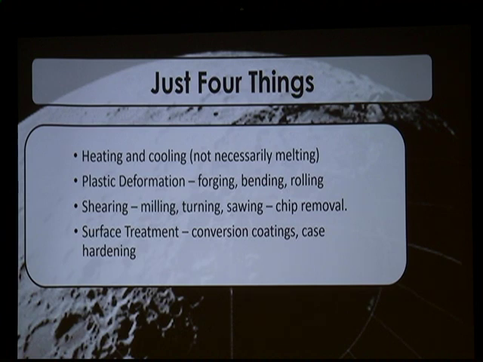There's really only 4 things that you can do to a piece of metal to turn it into a finished product. One is heating and cooling. So if I've got a piece of steel, regardless of the alloy composition, there's going to be some critical temperatures that you bring it up to or down from in order to achieve certain physical properties.